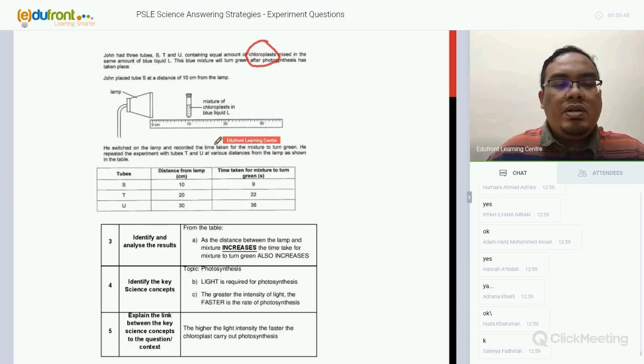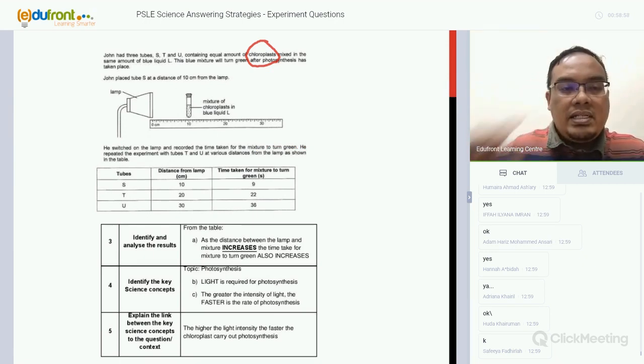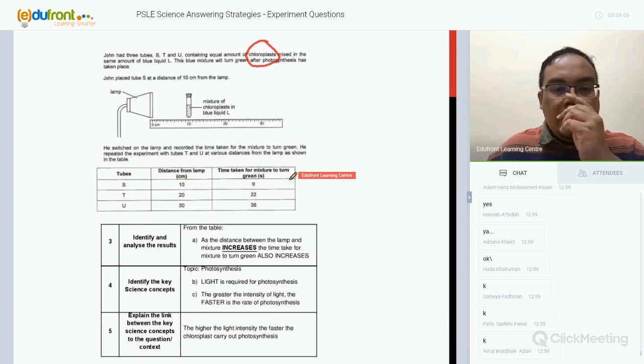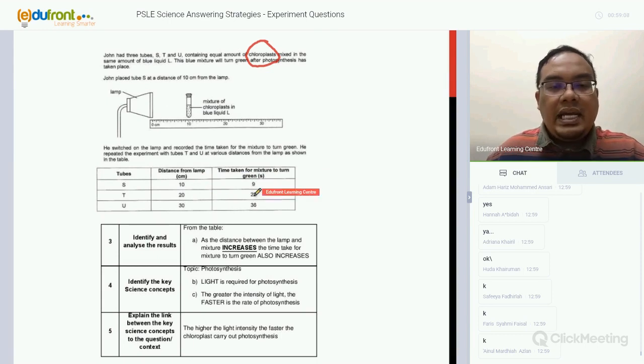So he switched on the lamp and recorded the time taken for the mixture to turn green. He experimented with tubes S, T, and U at various distances from the lamp as shown below. Okay, so you can see here, for tube S, the distance is 10 centimeters. The time taken for the mixture to turn green is 9, and for T is 22, and for U is 30.